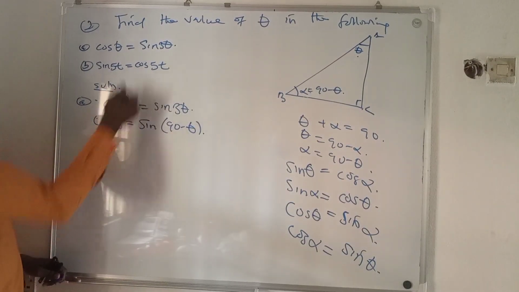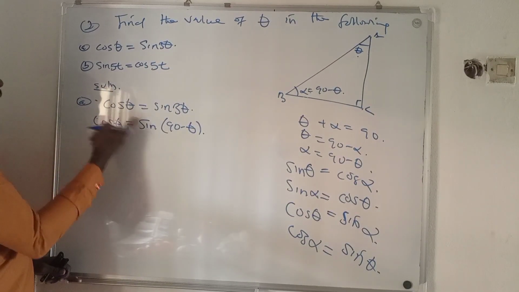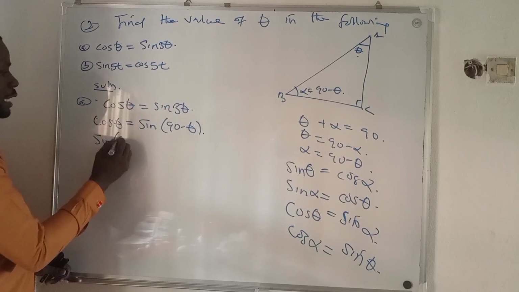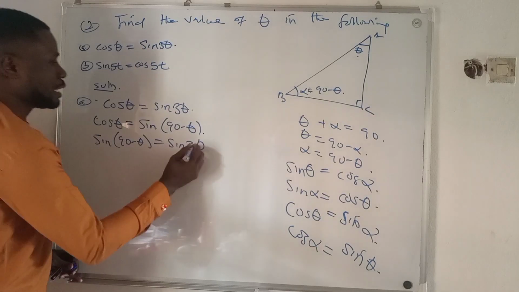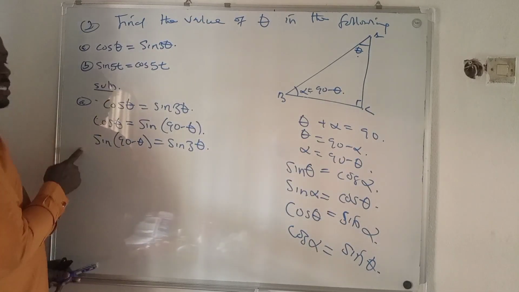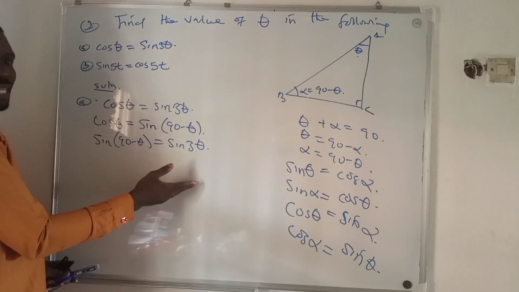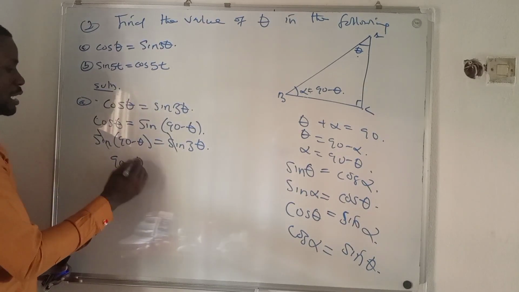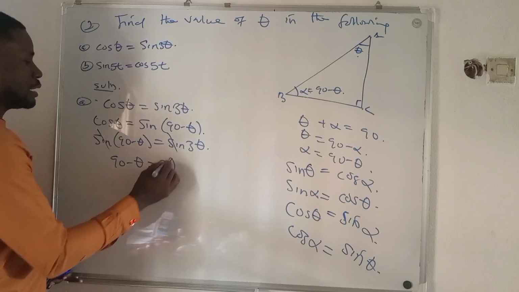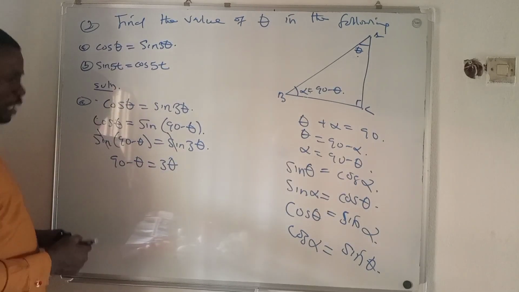So if I substitute, instead of writing cos theta, I will replace it with sine of 90 minus theta, and that will be equal to sine 3 theta. Once you do that, sine is at the left hand side, sine is at the right hand side. The sine can cancel. You will have 90 minus theta equal to 3 theta.